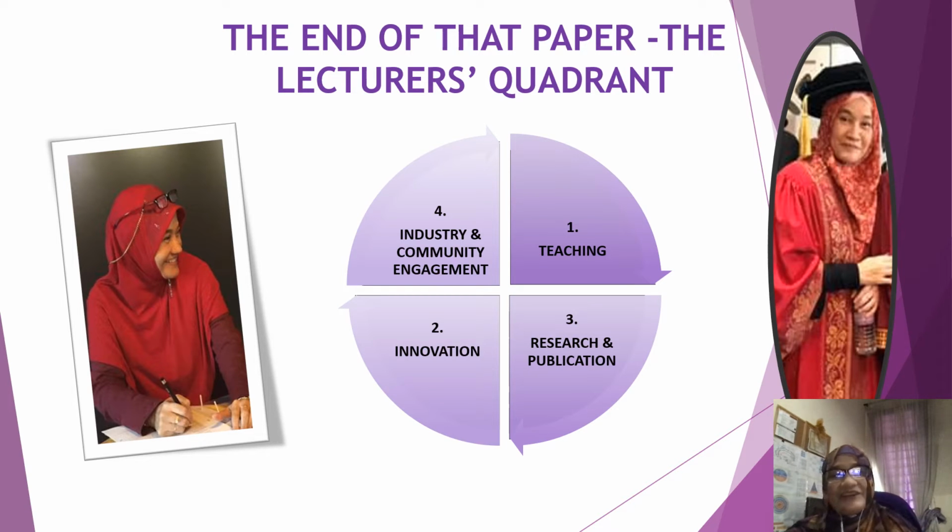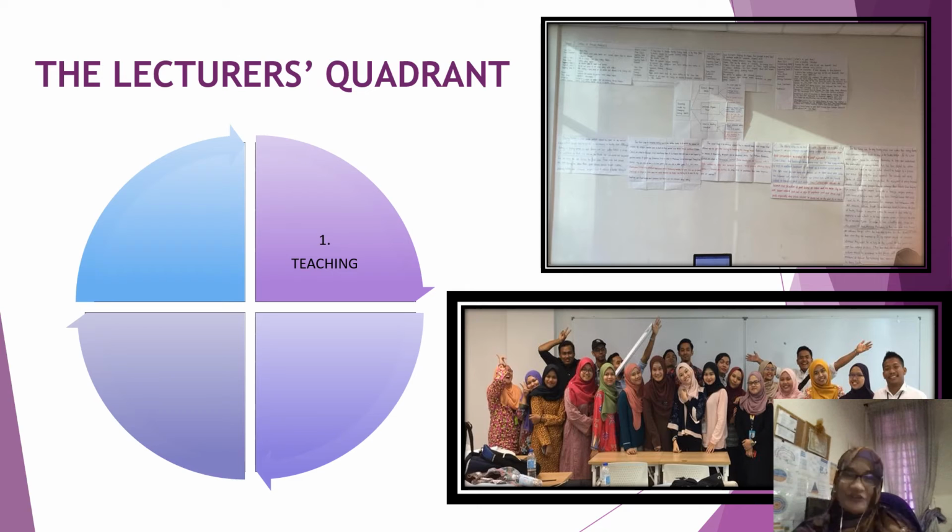Let's look at the quadrant. The first quadrant is what I call the lecturer's quadrant. It involves teaching. That's what I do when I'm in the class. This is how I teach. I move around, I paste things, I hang things. And yes, I try to make my learners enjoy the learning as much as I enjoy teaching.